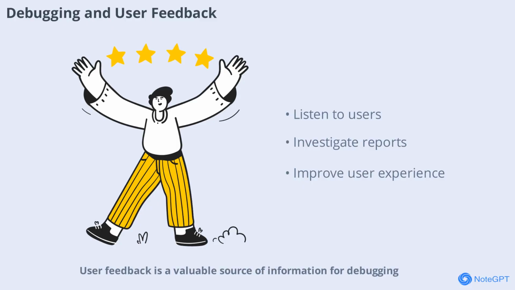User feedback is a valuable source of information for debugging. Users often encounter issues that developers might miss during testing. By listening to feedback and investigating reported problems, developers can improve their software and provide a better experience for everyone.